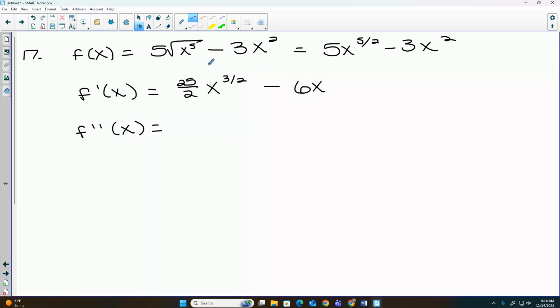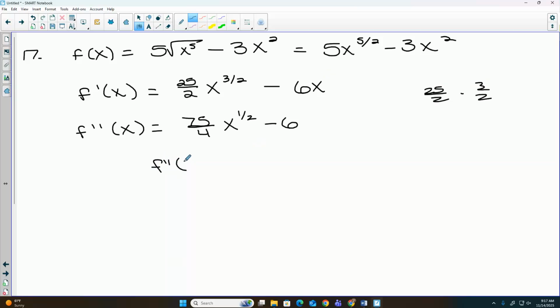So if I bring down my 3 halves, remember if you're multiplying fractions, you just multiply the tops, multiply the bottoms. So you get 75 over 4 x, 3 halves minus 1. So 3 over 2 minus 2 over 2 will be 1 over 2. Minus 6, derivative of x is just 1.